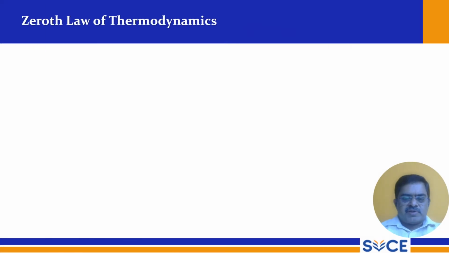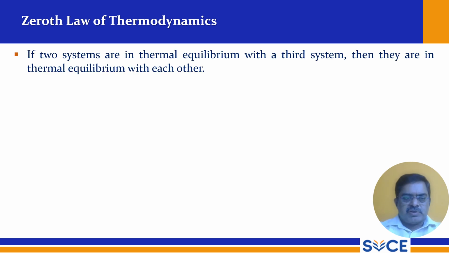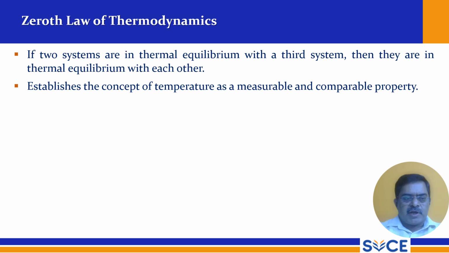To start with, the zeroth law of thermodynamics. This is a very simple law. If two systems are in thermal equilibrium with a third system, then they are in thermal equilibrium with each other. So this is very simple, and it establishes the thermal equilibrium relationship among different objects.